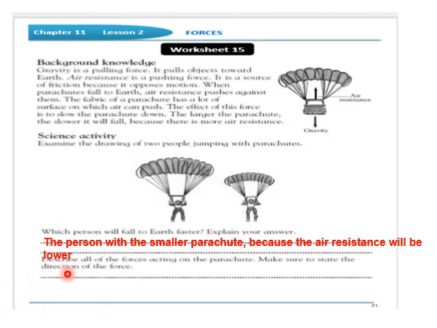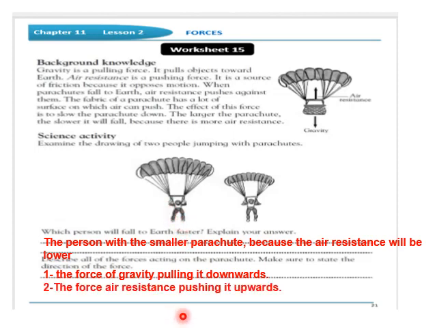The second question is: describe all of the forces acting on the parachute. Make sure to state the direction of the forces. We learned that we have two types of force acting on the parachute. One is pushing upwards, and the other is pulling downwards. I will give you a second to think about it and answer this one. You were right, guys. The force of gravity is pulling it downwards, while the force of air resistance is pushing it upwards. Great.